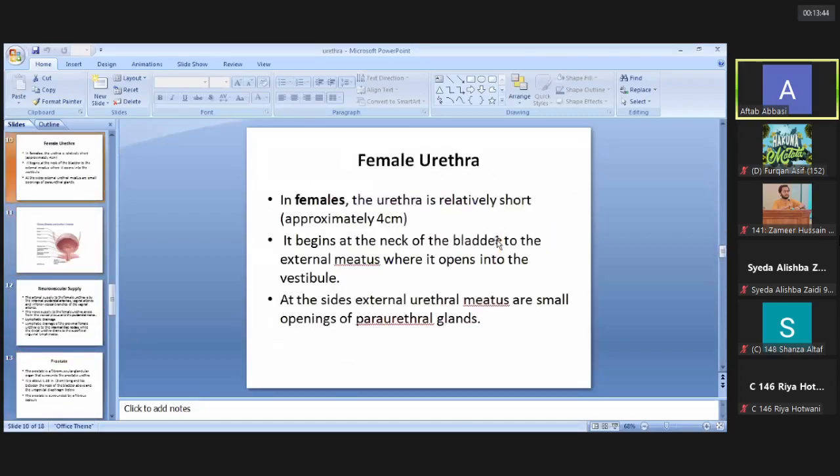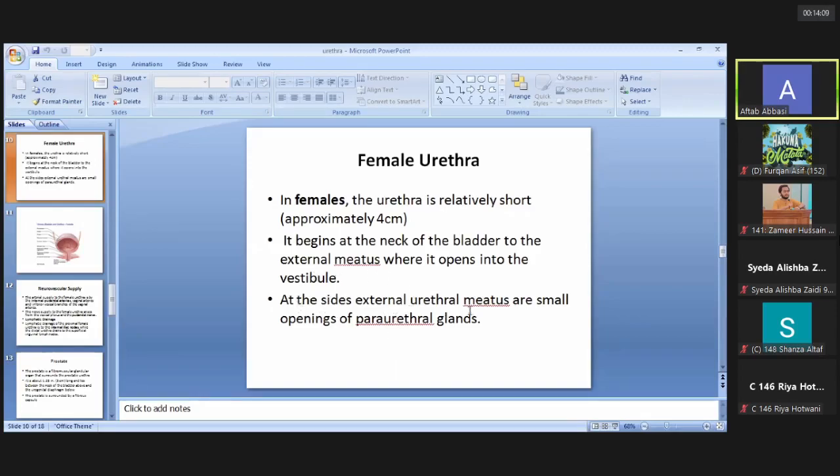Then the female urethra is relatively short as compared to the male urethra, only about 4 centimeters in length. It begins at the neck of the urinary bladder and ends at the external meatus, where it opens into the vestibule. The area where it opens is known as the vestibule, which is part of the perineum.